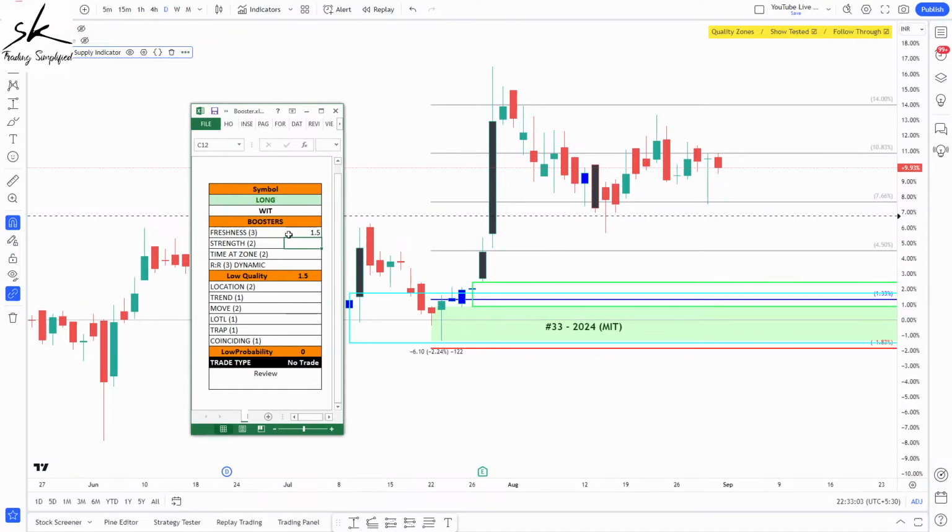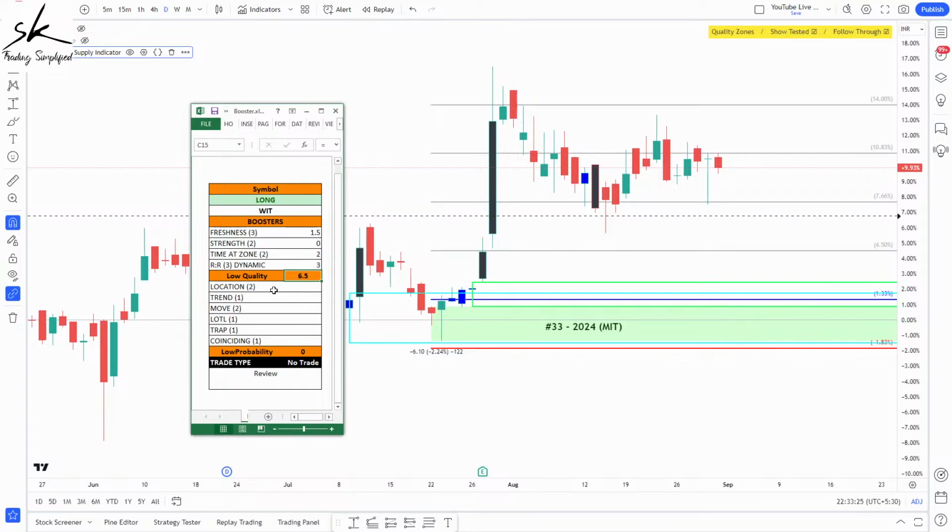Now talking about the strength, here you can see the lower zone, we just have a leg out, we don't even have a follow through. So we don't have a good strength, definitely not an explosive move, gets a score of 0. Time at the zone, we only have one candle in the basing, gets a score of 2. Reward to risk ratio will be taken as an assumption, because nobody knows how the arrival will be, and the reward to risk ratio can change based on the arrival.